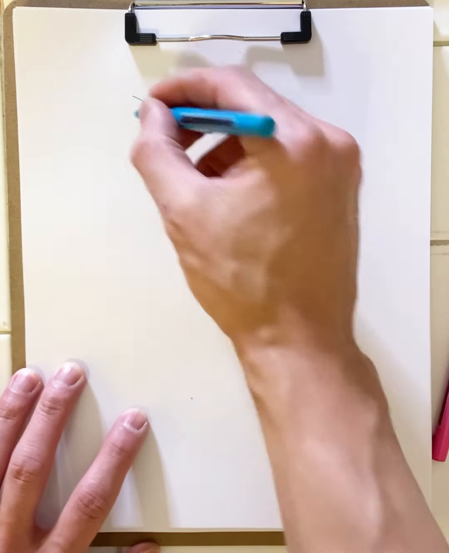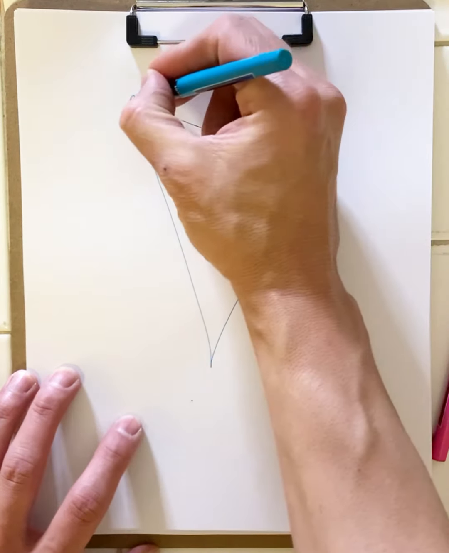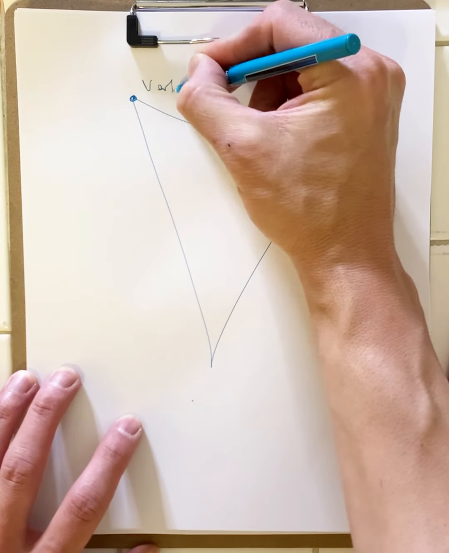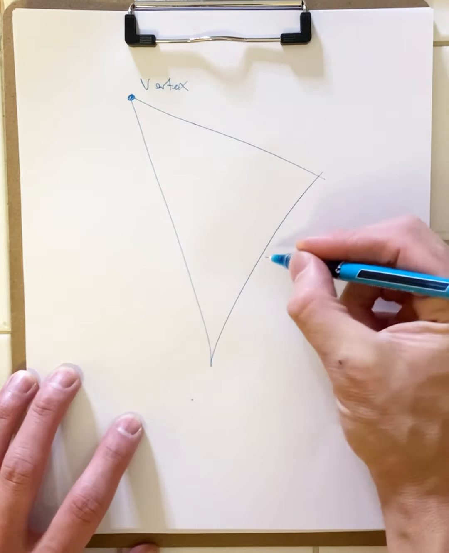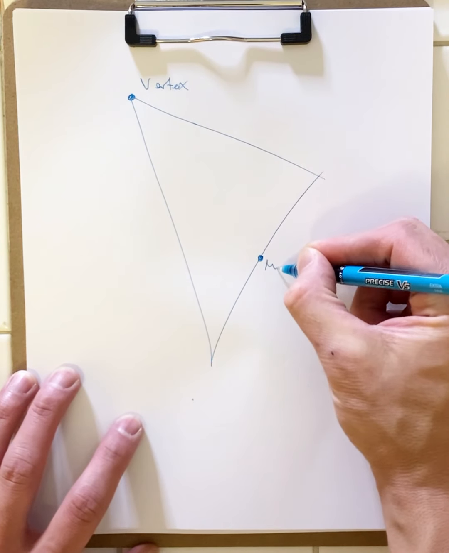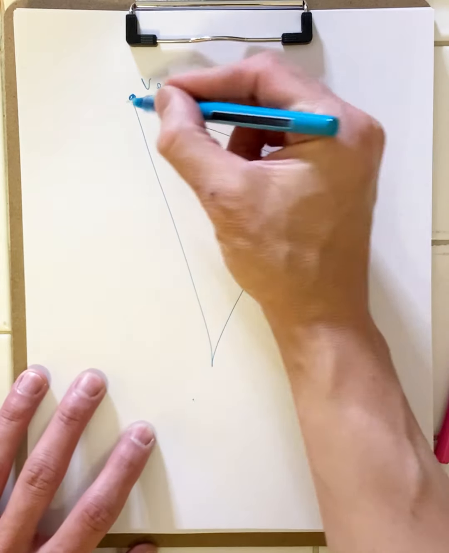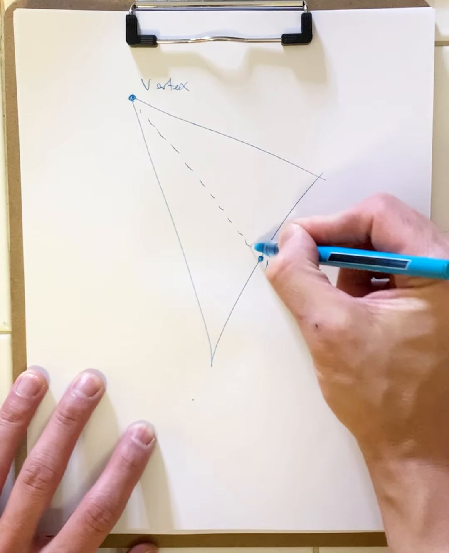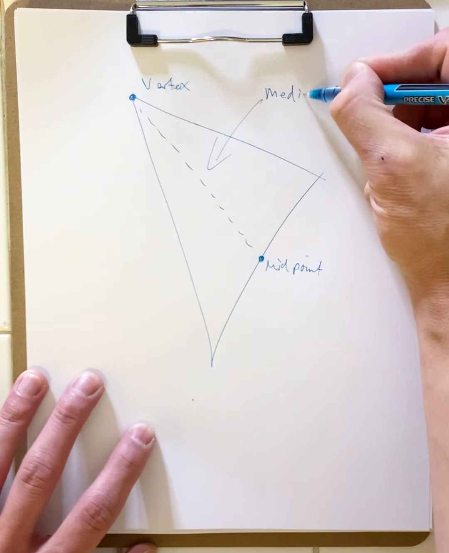So let's revisit one concept very quickly. Let's say that I had a vertex here and I went from the vertex to the opposite side, but I struck it, the opposite side, at the midpoint. And if I were to connect these, this is called a median.